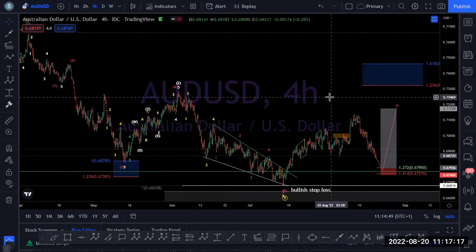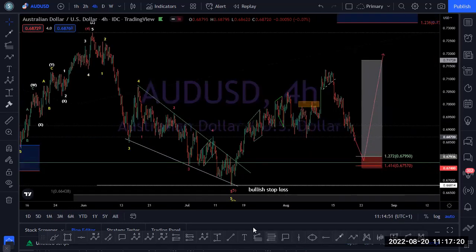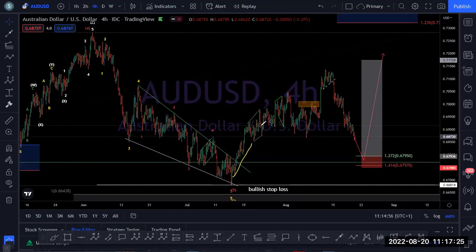Now let me explain to you. I see this very structure as an expanding flat, which means this is the impulse. This is A, B, C. Now, this is what I'm looking for. If the price goes below this structure, I mean, if the price goes below 0.6757, maybe I will no longer see it as an expanding correction.